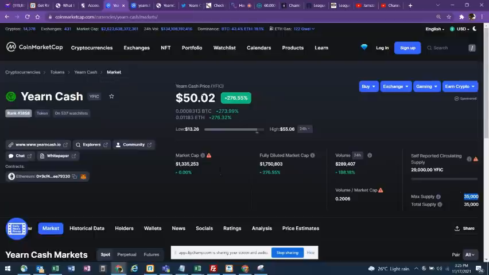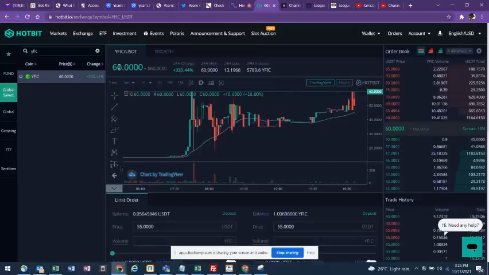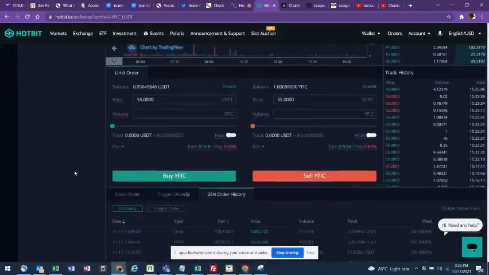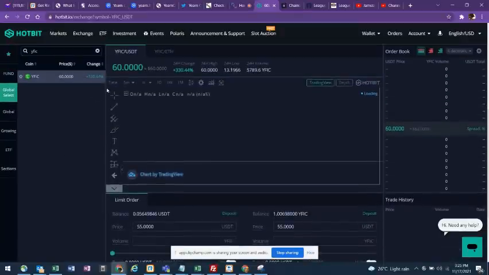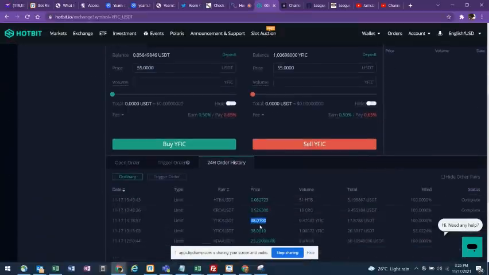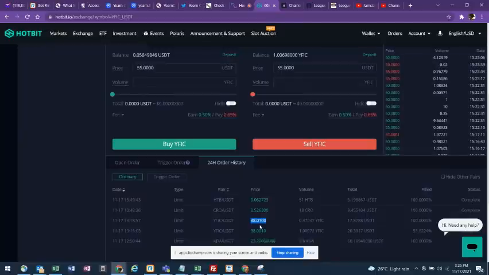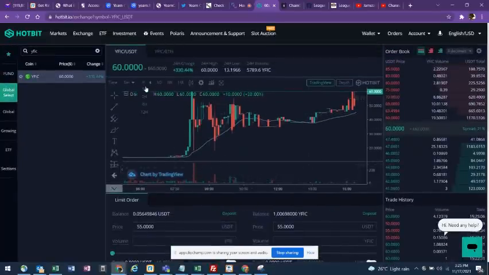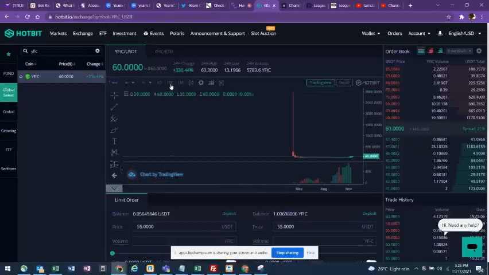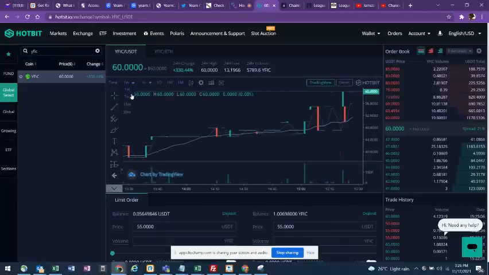As you can see, guys, the price is currently 50 on CoinMarketCap, but on Hotbit it's now 60. You can see it's 60 here. Earlier I purchased one YFIC at around $38. So if it's currently 60 and I bought at 38, I'm now up around 22, almost half. So this is the current graph for this token.